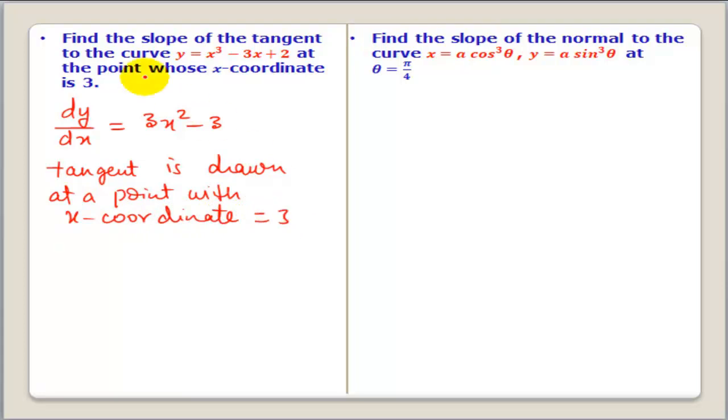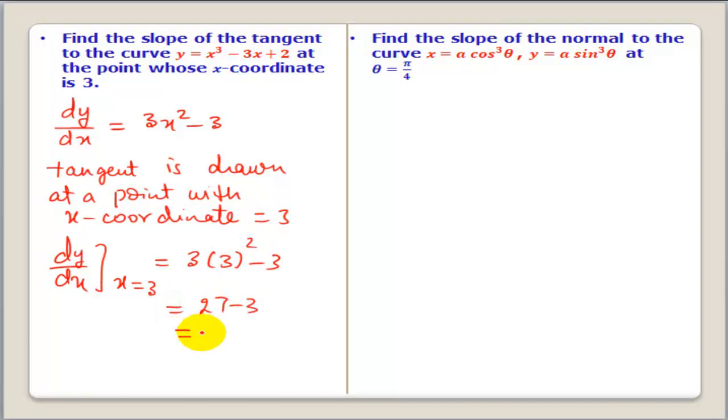Now, according to the question, we evaluate the tangent at this particular point, so we are finding dy over dx for x equal to 3. That gives us 3 times the square of 3, minus 3. That means 27 minus 3, which is equal to 24. So the slope of the required tangent comes out to be 24.